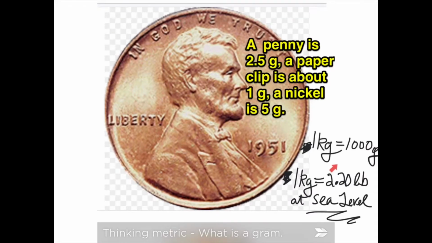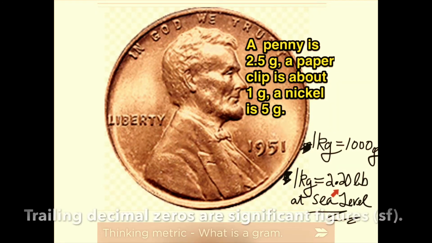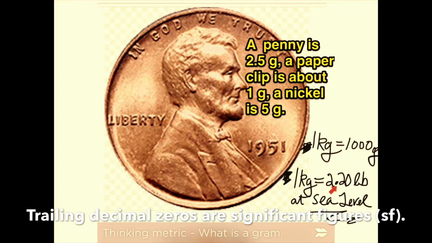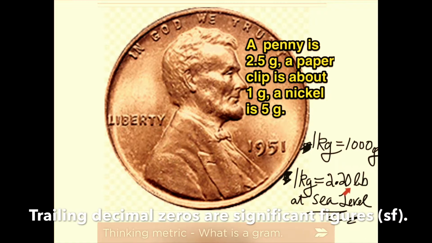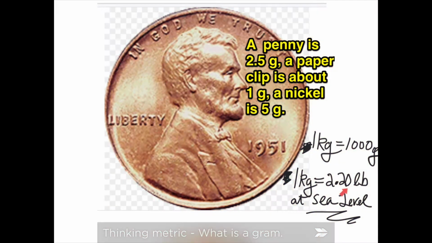The base metric unit for mass is the kilogram. This means that any metric unit involving mass must be in kilograms. Thinking metric, 1 kilogram is 2.20 pounds at sea level. Since trailing decimal zeros are significant figures, and accuracy is the number of significant figures, what this means is 1 kilogram is 2.20 pounds rounded to the nearest 1/100th of a pound.